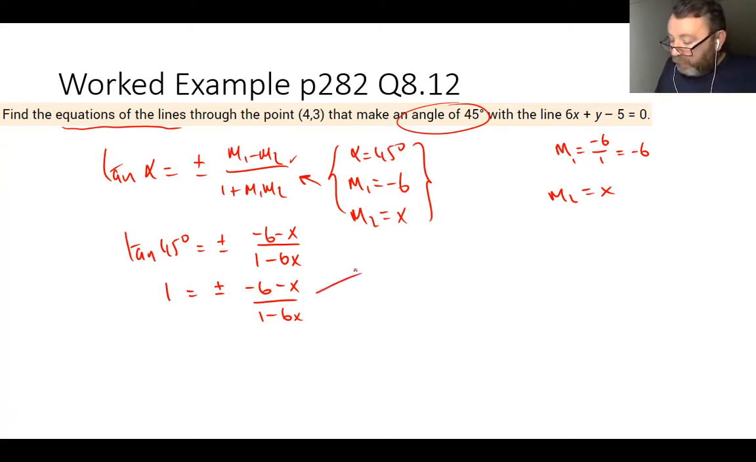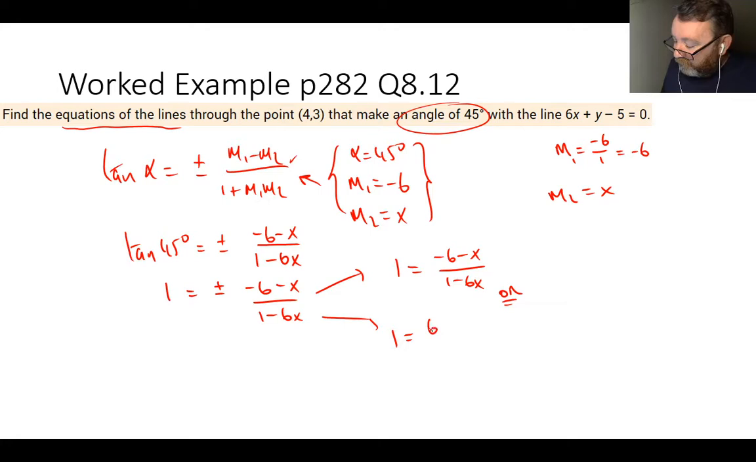Okay. Now, there are two equations going to come from this. 1 is equal to the positive form of this. That means you just leave it alone. Or 1 is equal to the negative form of this, which is 6 plus x all over 1 minus 6x. Do you see that? So therefore, the positive form of that fraction stays as it is. A plus sign does no damage to anything. But minus the form of this one changes the signs of the top line. So you've got tan 45 equals minus 6 minus x over 1 minus 6x. Or you have tan 45 equals 6 plus x over 1 minus 6x.